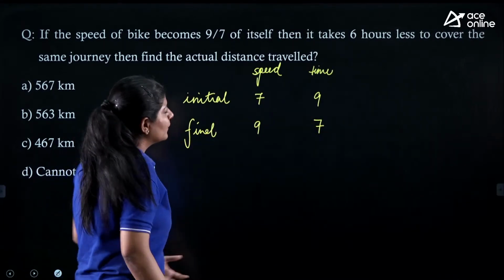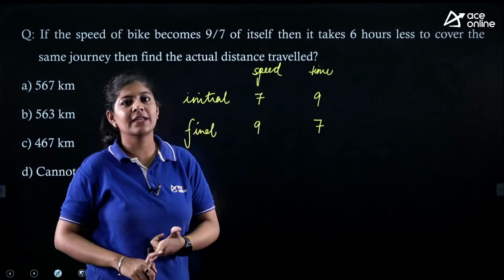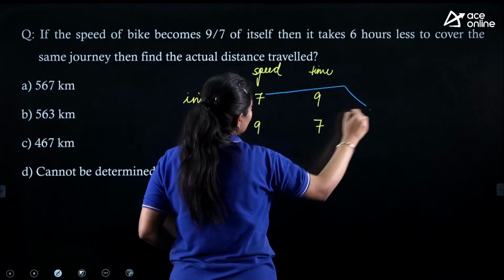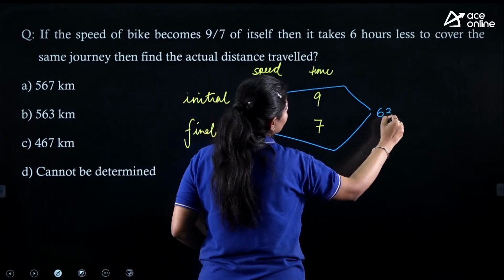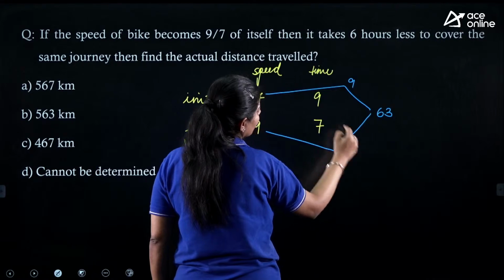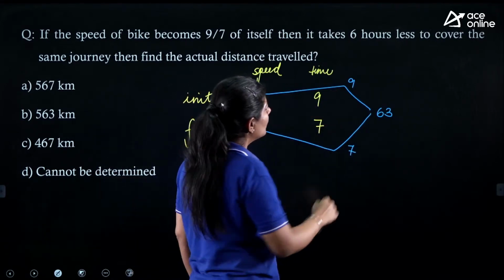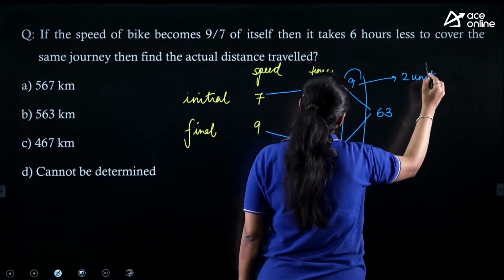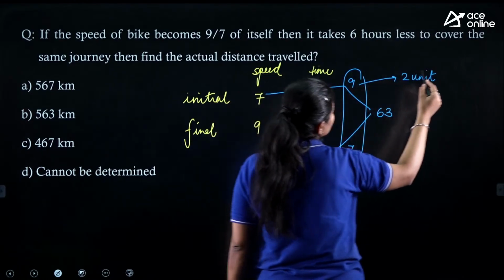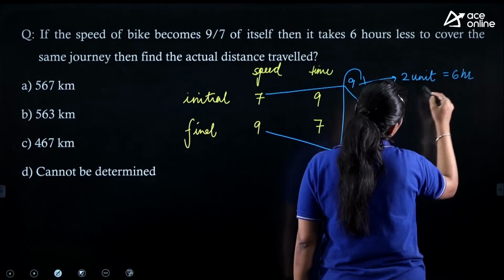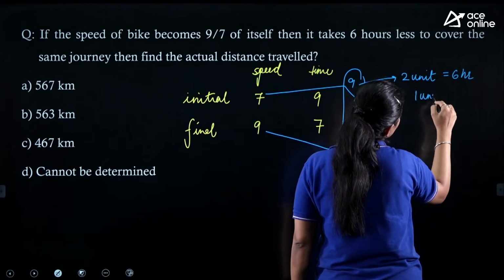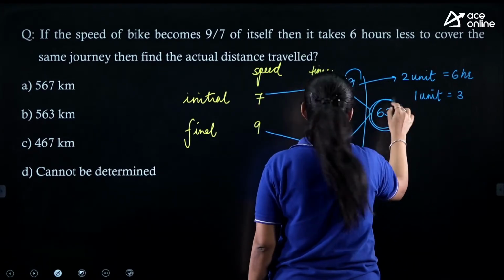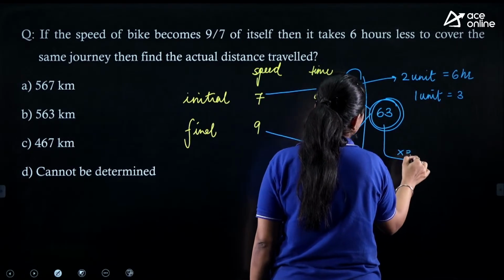But we know that if we have two speeds, then we can find out the LCM. The LCM that we got over here is 63. So the time period is 9 and 7, and again you get the same things over here. Over here you are getting a difference of 2 units. But according to the question, the difference is 6. That means here 1 unit is equal to 3. If 1 unit is equal to 3, we need to find the actual distance travelled, so we simply multiply it by 3.